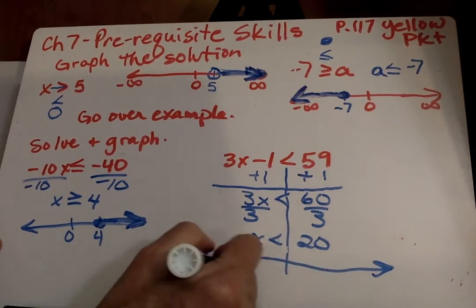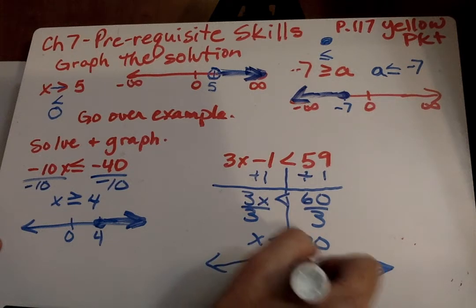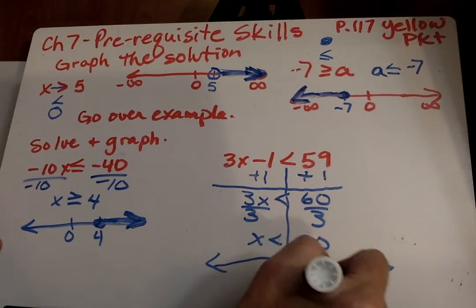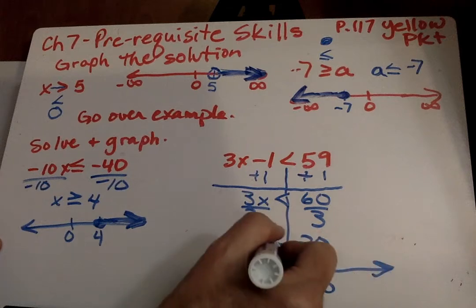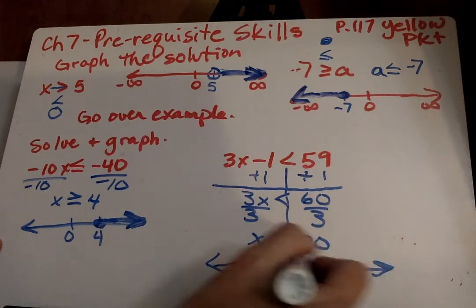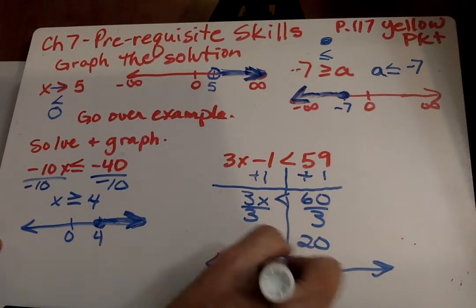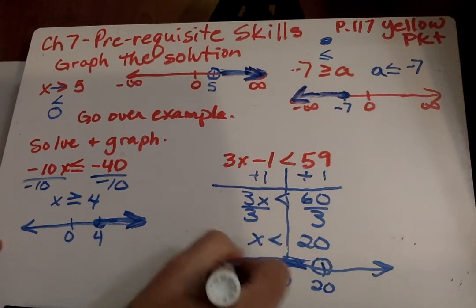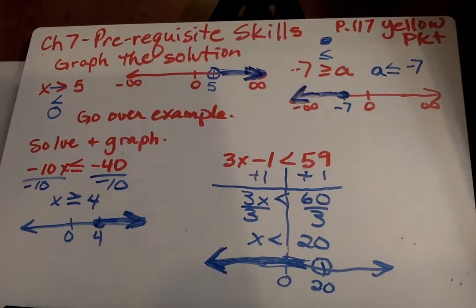Woo, that's a wonky number line. Okay, so we have 0 right here. Here's 20. Less than 20, so it's going to be an open dot. There's no or equal to, so no extra ink. And then we just shade this direction. And we're done.